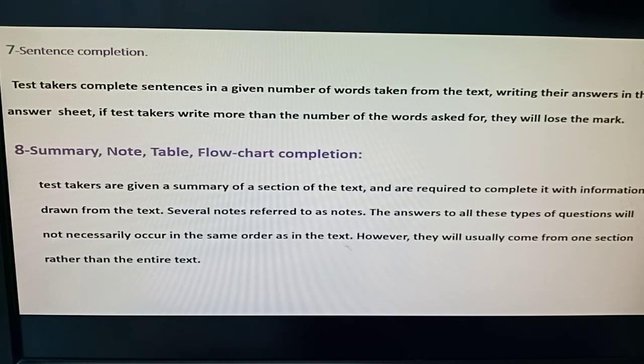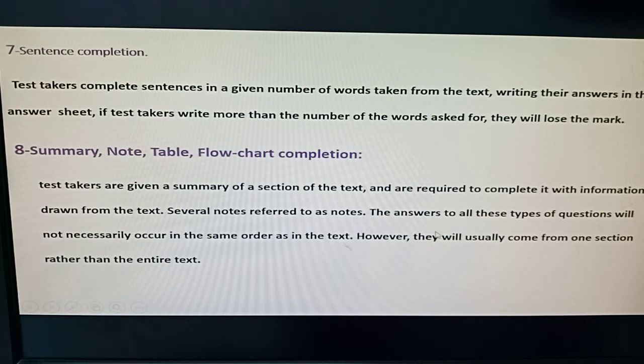Summary, note, table, flowchart completion. In these types of questions, the test takers are given a summary of a section of the text. You get a summary of a section of a text and are required to complete it with information drawn from the text. Several notes are referred to as notes.